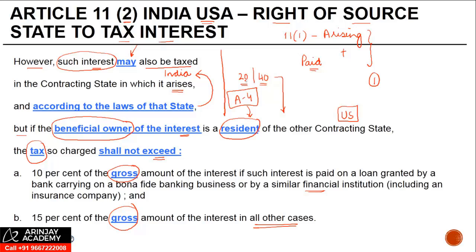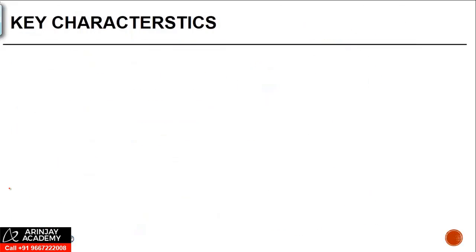So this rate of 20, 40, whatever it might be under the domestic laws is reduced to 10% or 15% of the gross amount. It is 10% if the recipient is a banking company, a similar financial institution or an insurance company, or 15% in all other cases. These other cases would typically cover group loans. So if there is a foreign company which has a subsidiary and it gives a loan to its subsidiary, that is something which will fall in other cases, and therefore the tax rate will be 15%.